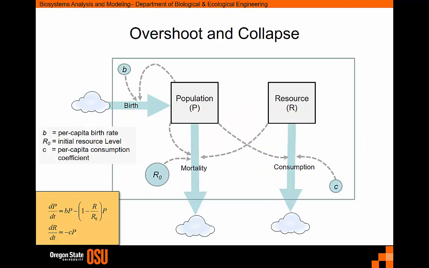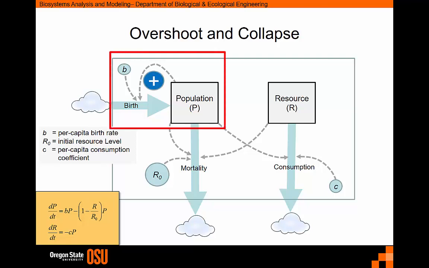Here's the systems diagram for this system. Note the two state variables, population and resource, and associated flows, including birth, mortality, and consumption. Can you identify the feedback loops in this system? There are three.